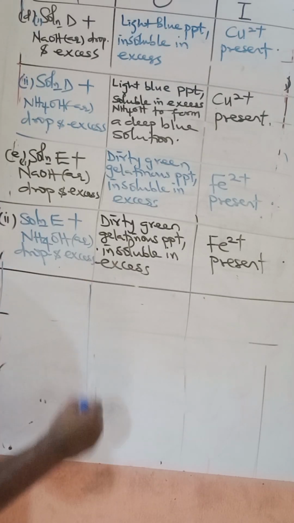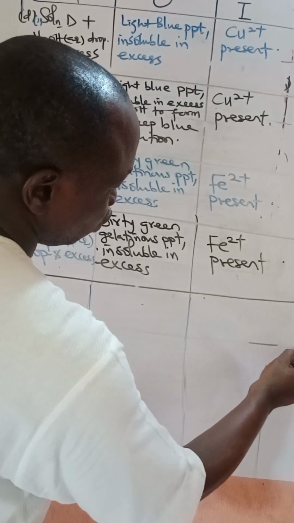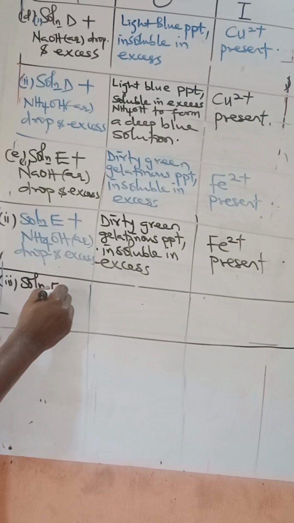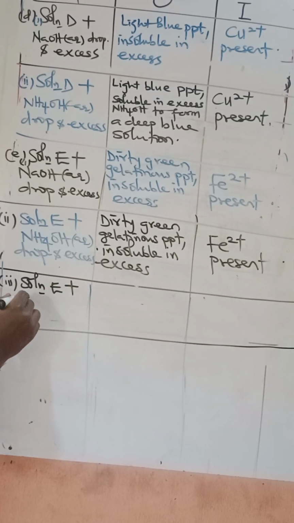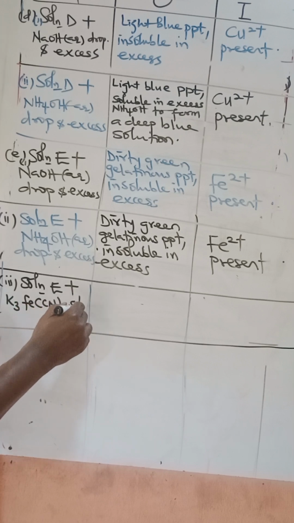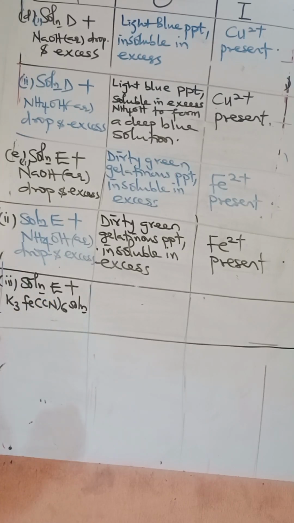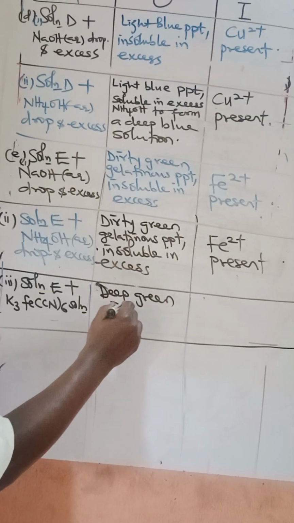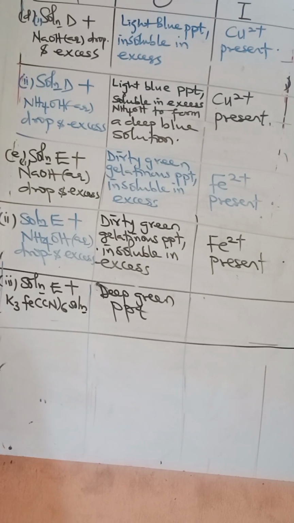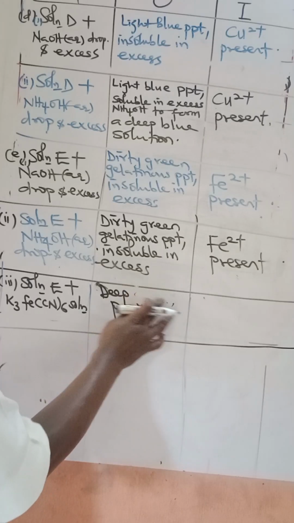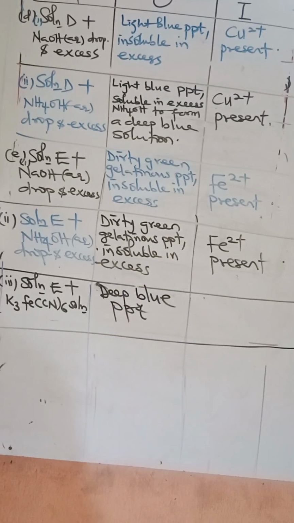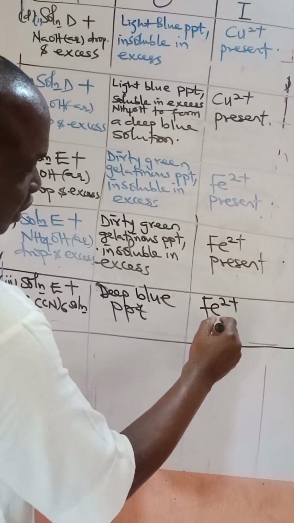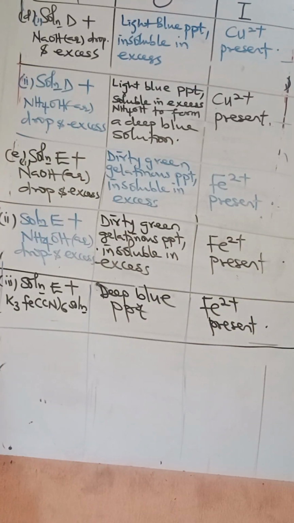Another test you can use for iron 2 is potassium hexacyanoferrate 3 or potassium hexacyanoferrate 2. If you use 3, solution E plus K3FeCN6 solution, this is potassium hexacyanoferrate 3. We are going to have a deep green precipitate. Is it green or blue? Deep blue, not green. We're going to have a deep blue precipitate. So what we have here is iron 2 present. Deep blue.